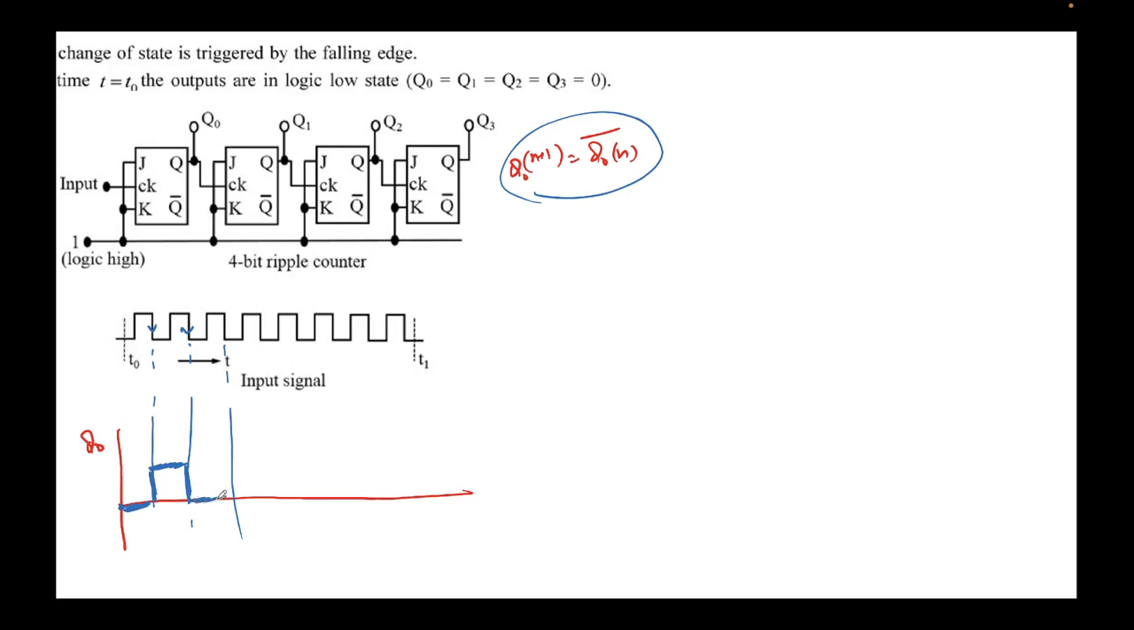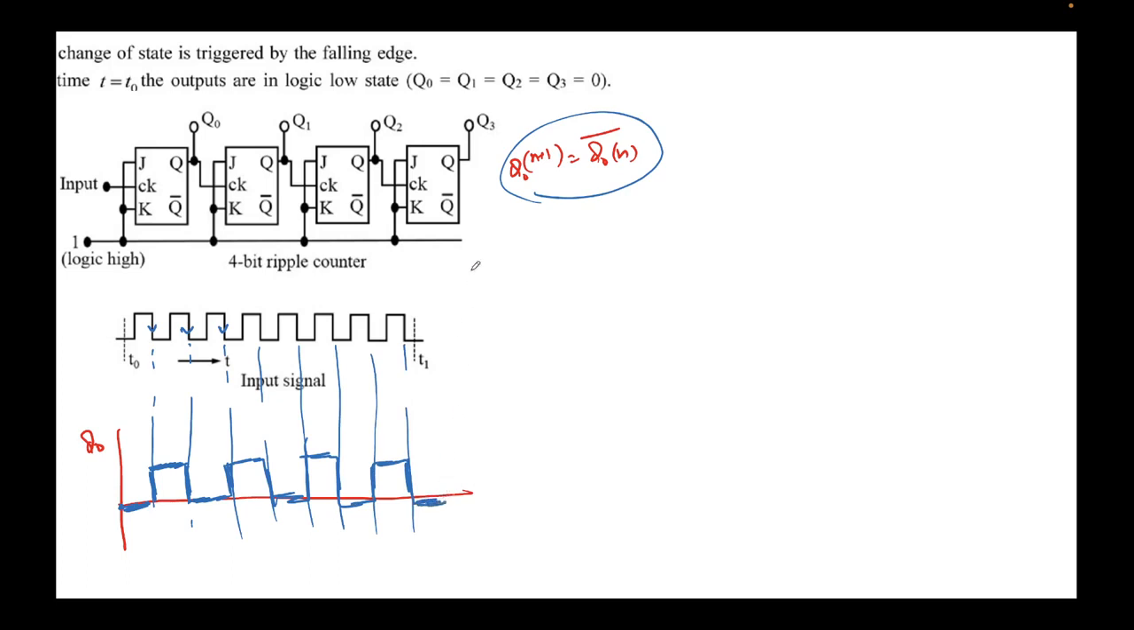If it is 1, then Q0 will toggle again. This means it will become 0. It will remain 0 until the next falling clock edge. What will happen? Again it will invert. So it will again become like this, and it will continue like this, and then this, and then this, and then finally this.